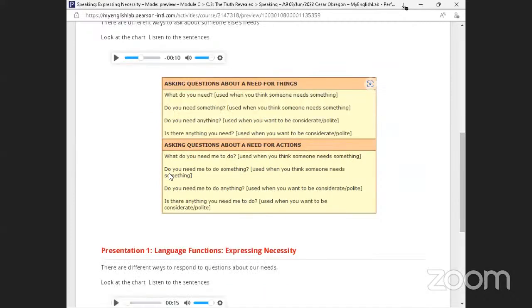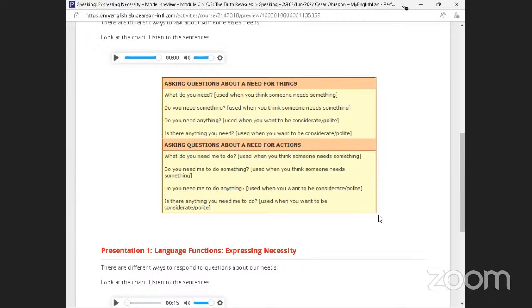Now, asking questions about a need for actions. What do you need me to do? Do you need me to do something? Do you need me to do anything? Is there anything you need me to do? So the first one, what do you need me to do? Use when you think someone needs something. Do you need me to do something? Use when you think someone needs something. And do you need me to do anything? Use when you want to be considerate or polite. Is there anything you need me to do? Use when you want to be considerate or polite.